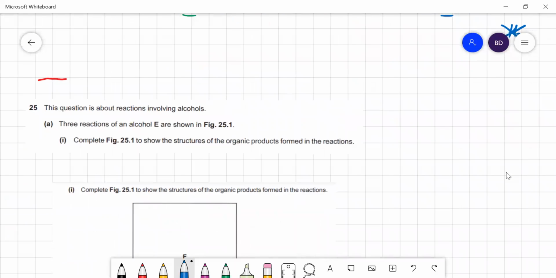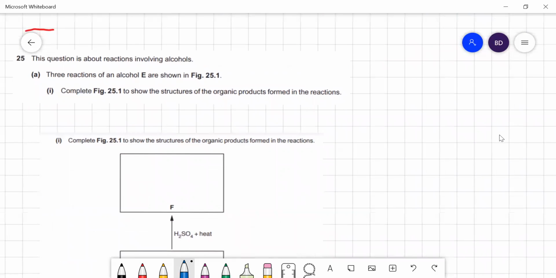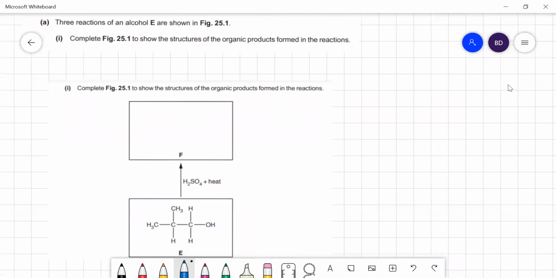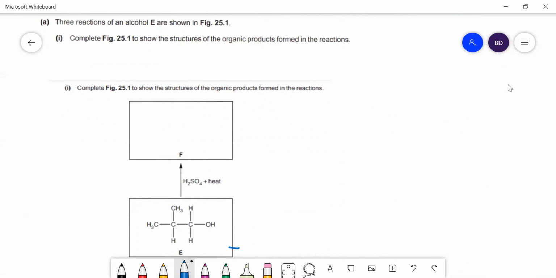Right. Question about alcohols. The 3 reactions of an alcohol E. We've got E there. Complete the figure to show the structure of the organic products formed in the reaction. Okay. So first of all, we're going to react with sulfuric acid and heat. If you do that, the sulfuric acid acts as a catalyst, and you get dehydration to form an alkene.